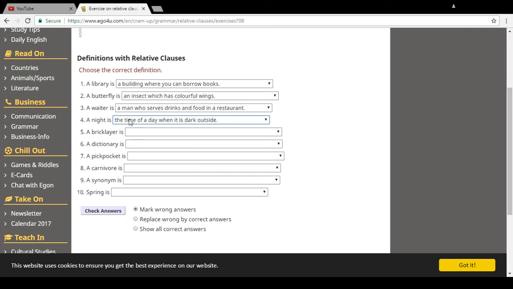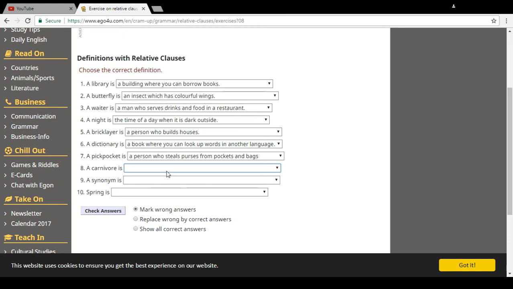Dakle, ovdje vidimo da nema uopšte one zamjenice, to je zanimljivo. A bricklayer is a person who builds houses. A dictionary is a book where you can look up words in another language. A pickpocket is a person who steals purses from pockets and bags. Pickpocket.